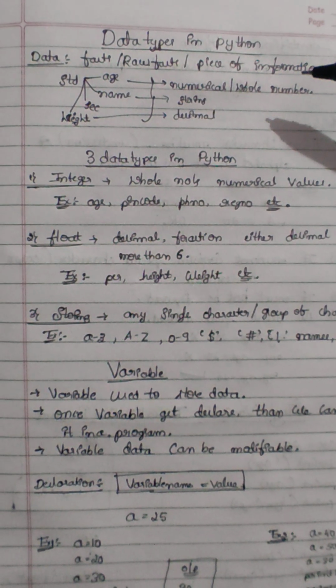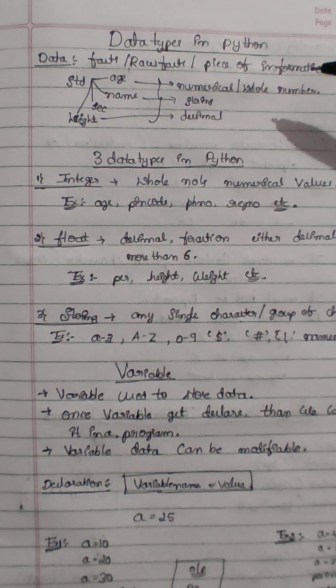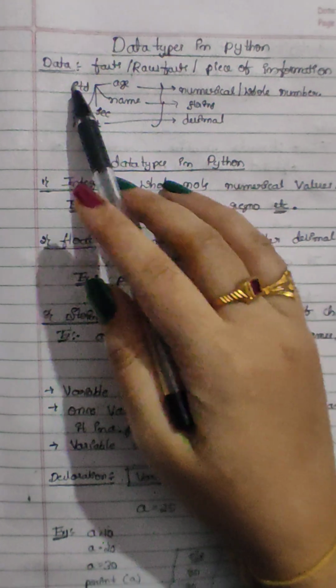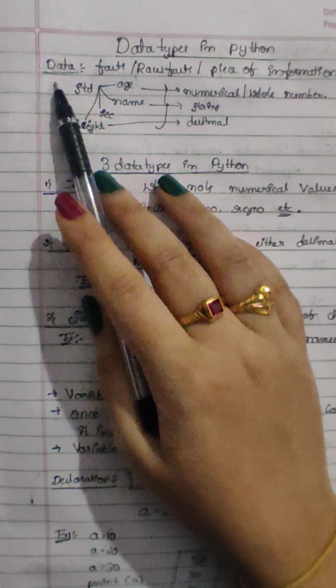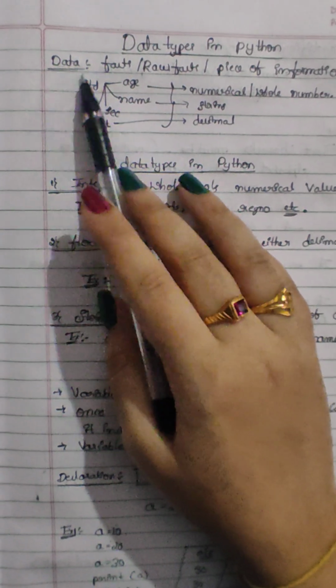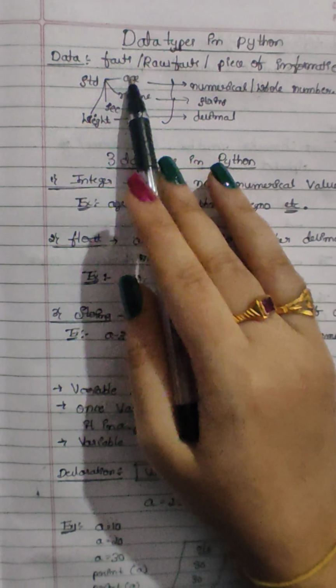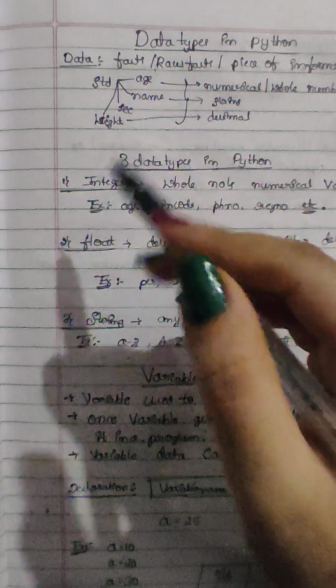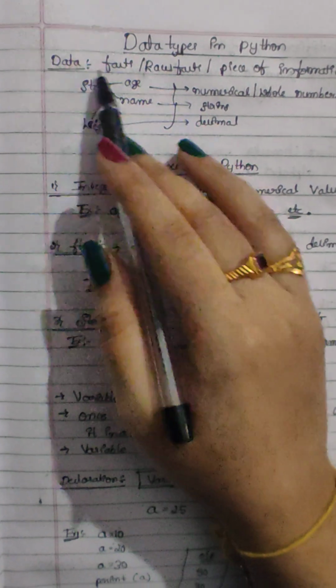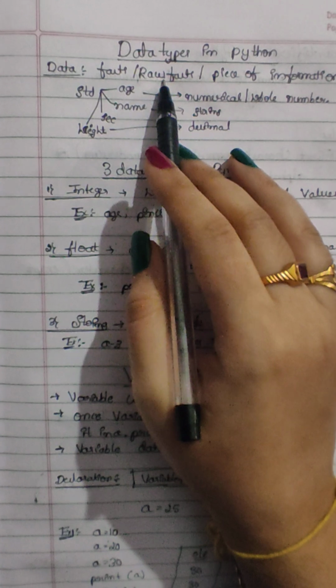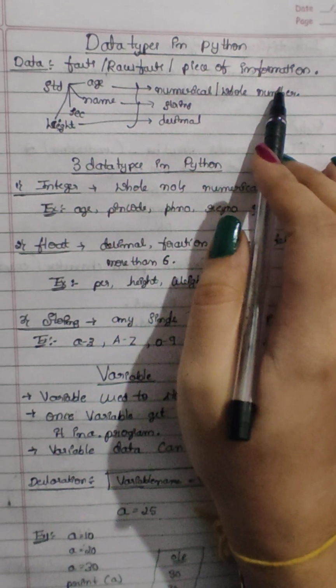Before going to know the data types, first we have to know the definition of data. First we have to know what is data, then only we can know data types in Python. So what do you mean by data? It means facts, or raw facts, or a piece of information.